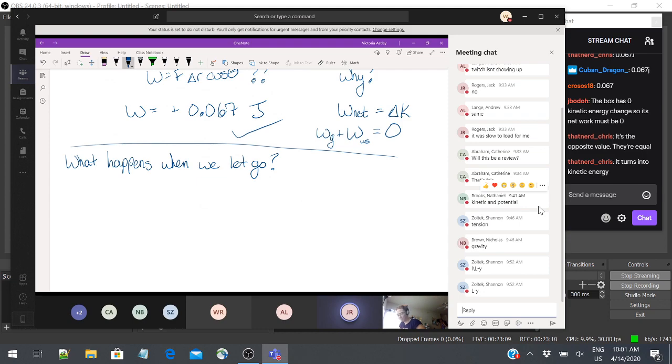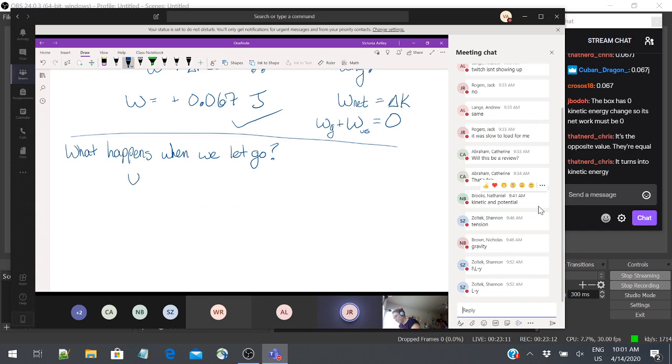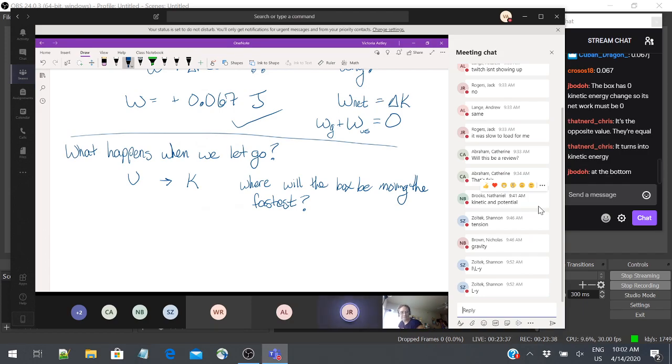Turns into kinetic energy. Yep. U turns into K. Okay. Where will the box be moving the fastest? At the bottom. Yep.